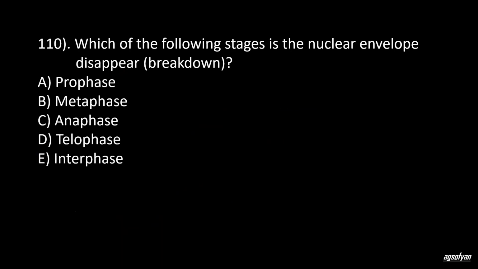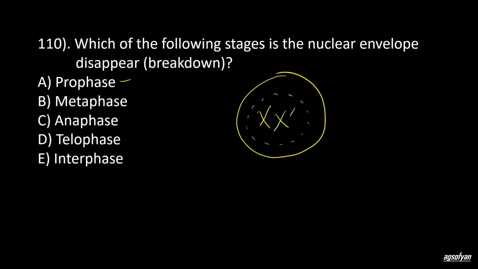Which of the following stages does the nuclear envelope disappear or break down? Prophase, metaphase, anaphase, telophase, or interphase? When the cell starts to perform mitosis, it starts with prophase, and during this time the nuclear envelope is broken down and the chromosomes start to condense. You are going to see the X structure, right? And the spindle fibers start to form. That's all happening during prophase.